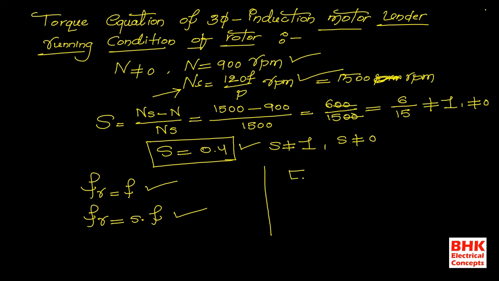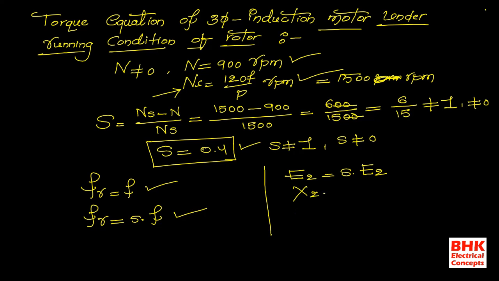So first thing is the EMF generated in the rotor, E2. E2 is a frequency component. So that is the reason why, in case of running condition of a rotor, instead of E2, we need to consider S into E2. Okay, because E2 is a frequency component.